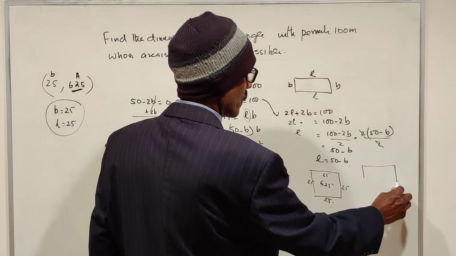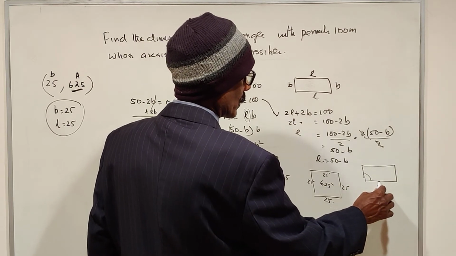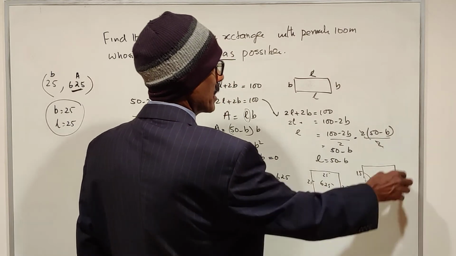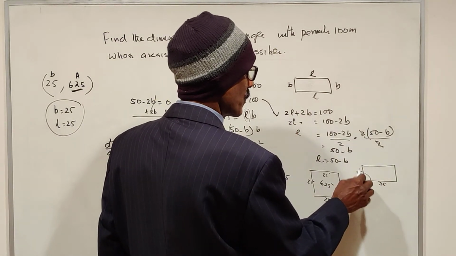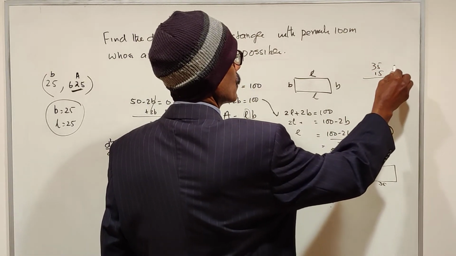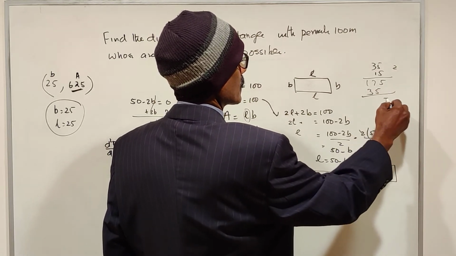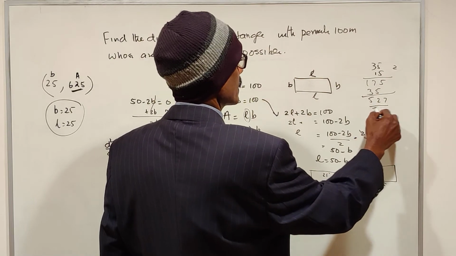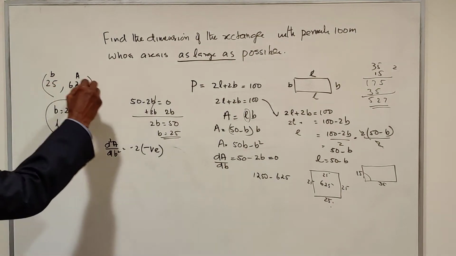You take any other value, 35, and what is this? 15, right? Then only the perimeter is 100. Perimeter should be 100. 35 times 15 is what? 35 times 15 should be less than 625. 5 times 5 is 25, carry 2, and so on. So this value is less than 625. So this is the correct value.